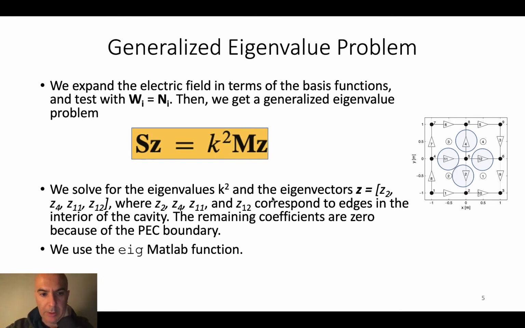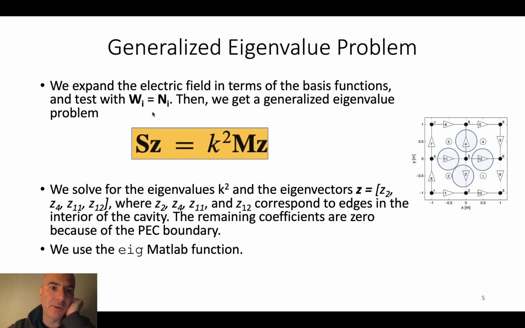Z2 is the following, Z4 is this one, Z11 is this one, and this is Z12. Taking into account that these are the unknown values of our problem, the values on the other edge elements are given by the boundary condition. Those are 0 because this is a perfect boundary condition problem where the tangential components are 0.